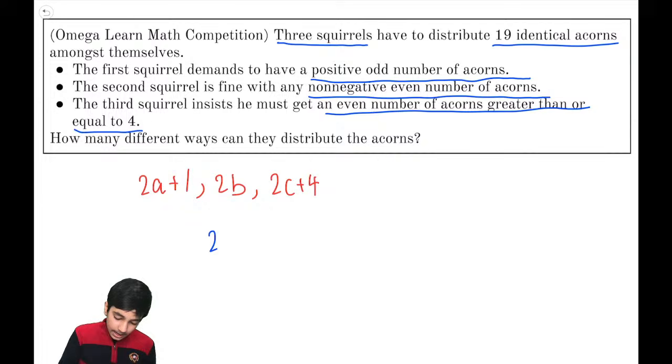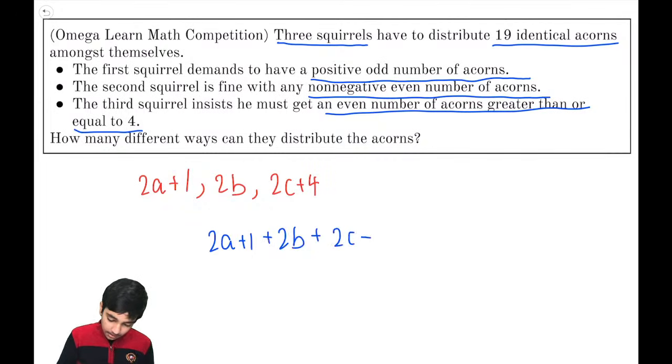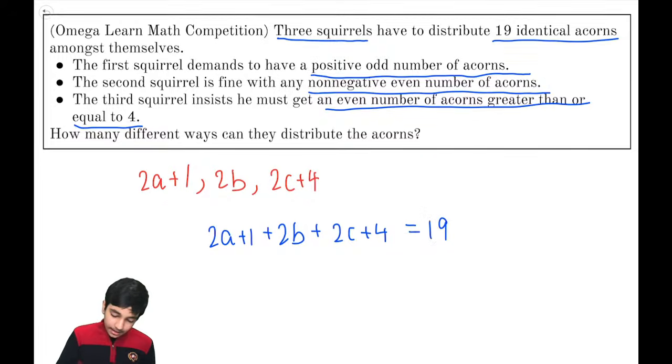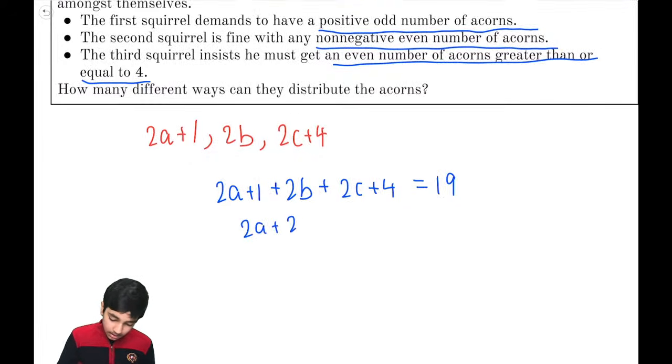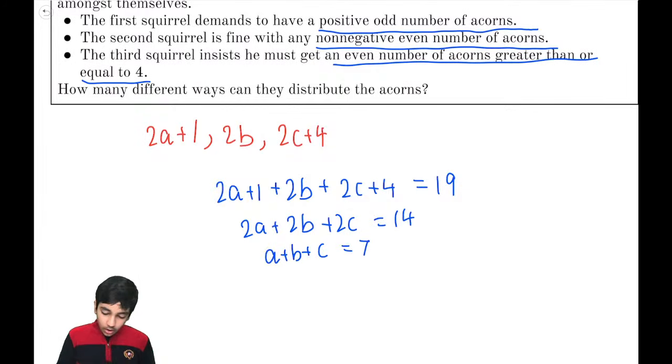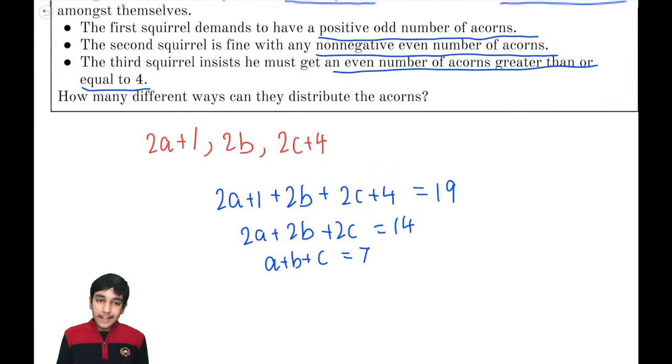And then we have that 2a plus 1 plus 2b plus 2c plus 4 is 19. That means 2a plus 2b plus 2c is 14, or a plus b plus c is 7. Okay, so now we can use stars and bars to distribute this out.